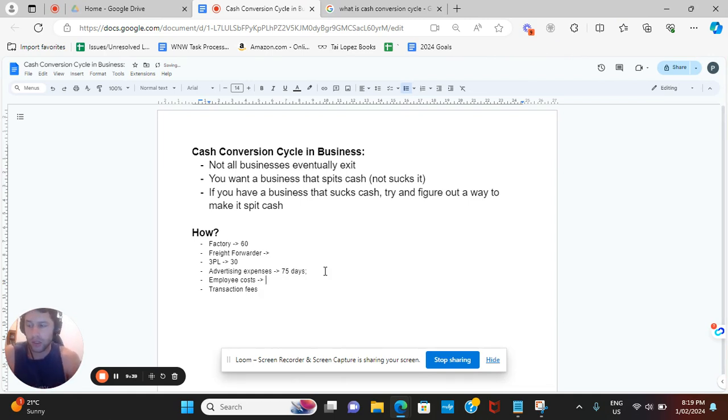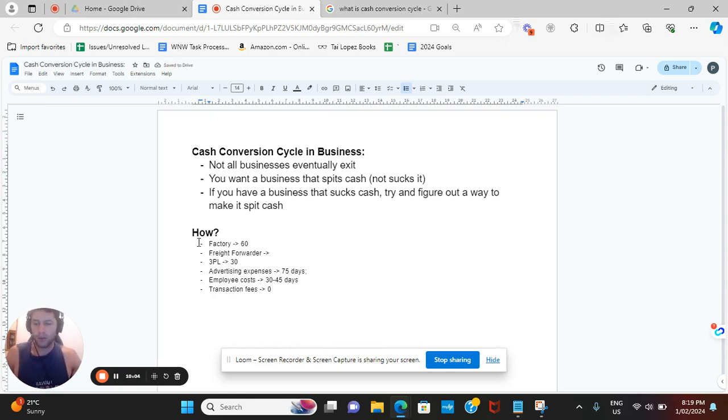Employee costs. So typically, employee costs are like a bank transfer or a wire transfer. Now we have tools where you can turn a transfer into a credit card payment for a couple of percentage points. So that gives you sort of another 30 to 45 days. And then, transaction fees, let's just leave that because you really can't do anything about that.